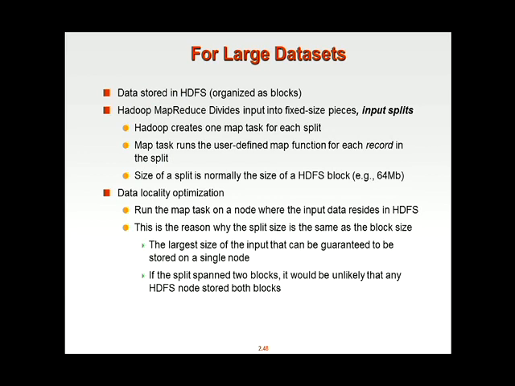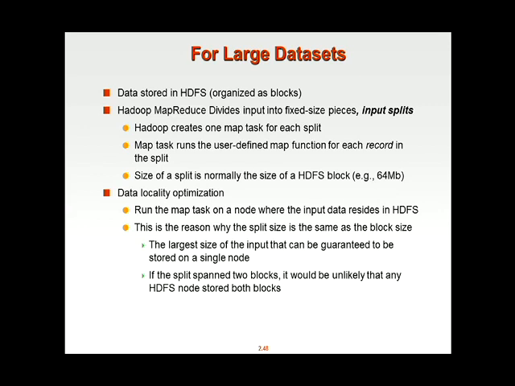Here I try to repeat the procedure for MapReduce when dealing with large data sets. The data are stored in HDFS, organized as blocks. Remember that Hadoop MapReduce divides the input into fixed-size pieces called input splits, and each input split normally corresponds to one HDFS block. For each input split, Hadoop will create one map task, and within each map task, the map function will be called for each key-value pair.